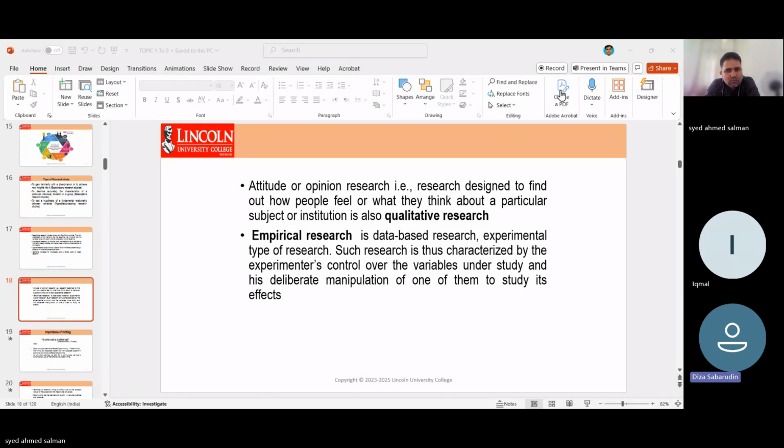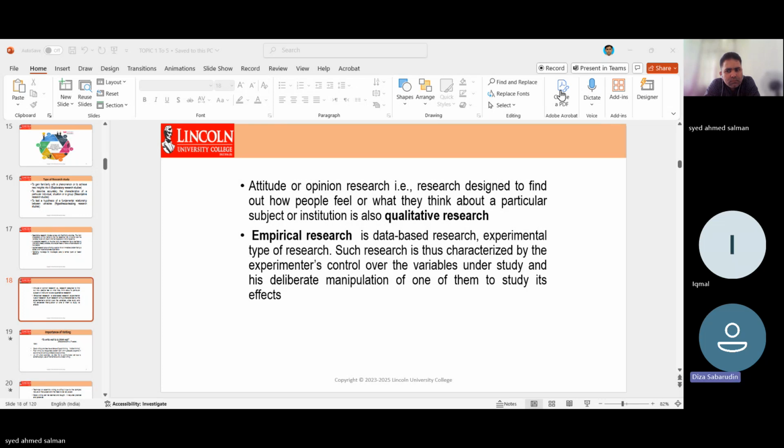Applied research. Applied research is conducted to solve practical problems and improve processes. It applies existing knowledge to real-world situations, aiming for immediate application. Examples include developing new technologies, improving healthcare practices, or enhancing business operations.